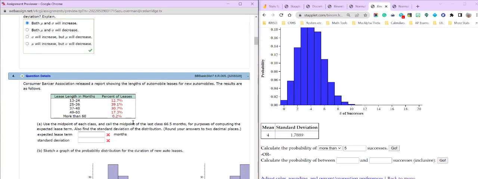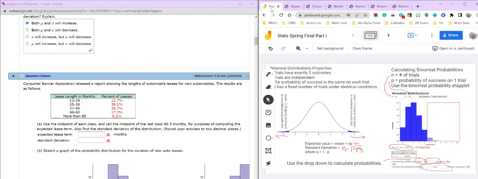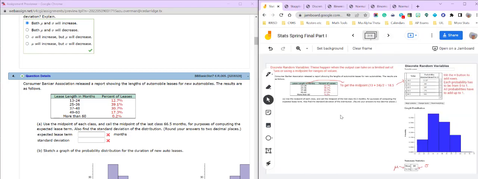Now we have a Consumer Bankers Association released a report showing the lengths of automobile leases for new automobiles. The results are as follows. Use the midpoint of each class and call the midpoint of the last class 66.5 months for purposes of computing the expected lease term. So the distribution you're really going to want is called the discrete random variable. And what we're doing, if you look at my Staplet here, let me go to the next slide. Here you go. What you need to do is actually go calculate the midpoint. So here I did 13 plus 24 divided by 2. And then that gave me 18.5.